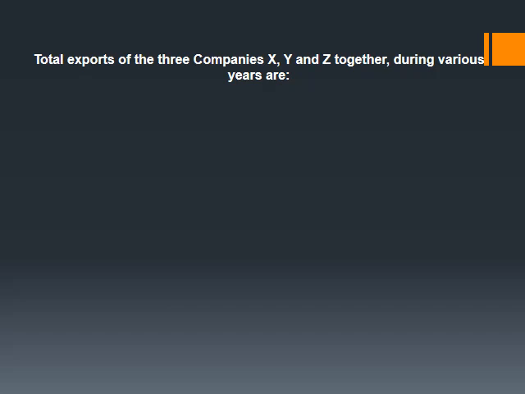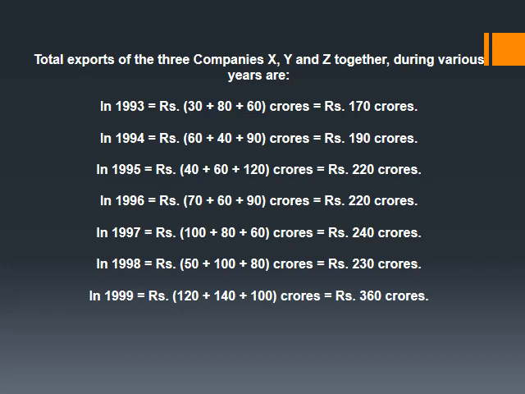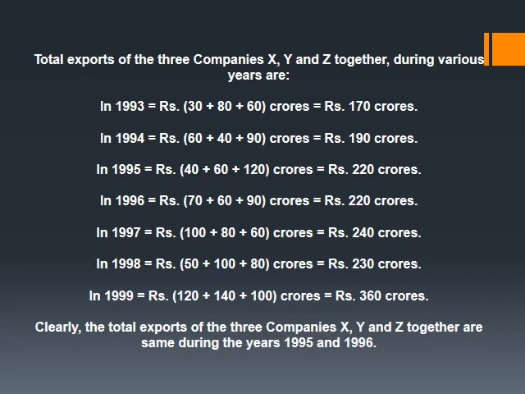The total exports of the three companies X, Y and Z together during various years: we can see 1993 it is 170 crores, 94 it is 190 crores, and like that for the different years. We can see there are 2 years in which the totals are the same, that is 95 and 96. So these are the 2 years, and that is the answer.